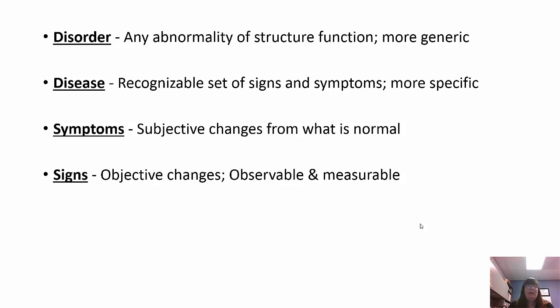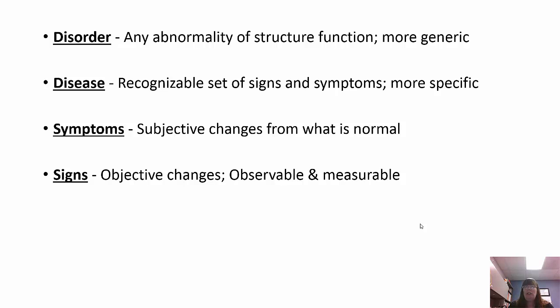Couple of definitions here. Disorder is any abnormality of structure or function. It's kind of a more generic term. A disease is a recognizable set of signs and symptoms, so this is more specific. So if you say someone has a disorder, it's kind of just saying you're not really sure what exactly is wrong. It's just generic, there's something wrong. A disease is a specific diagnosis that they've been given. This is what they have specifically.